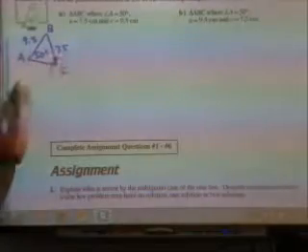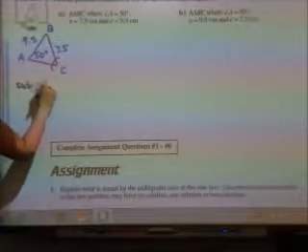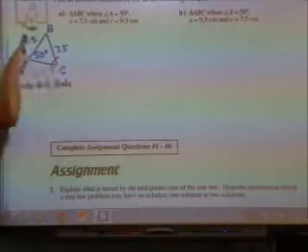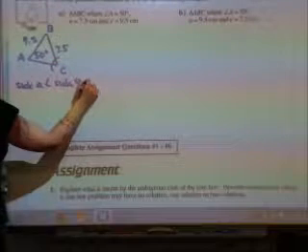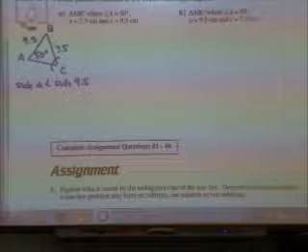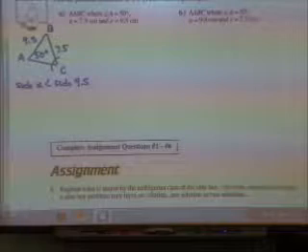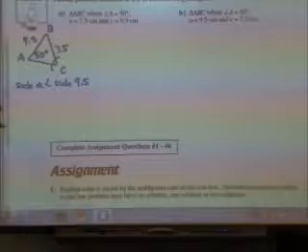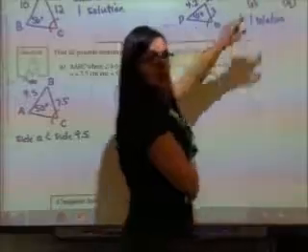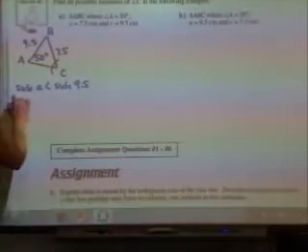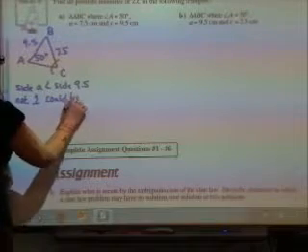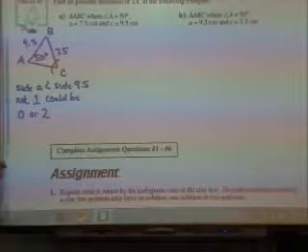So my given side A is less than the side opposite the required angle C. So if it is less, how many solutions will I have? If it's less, it's a not 1. So that means it could be 0 or 2.